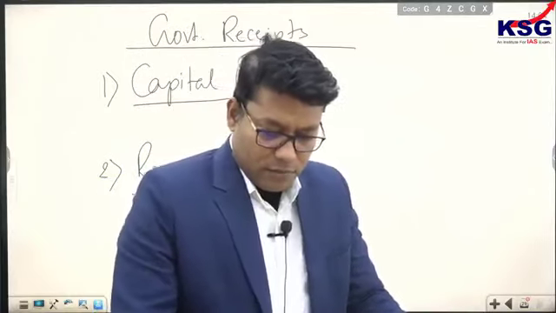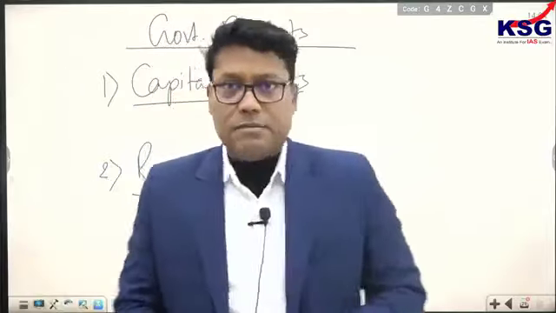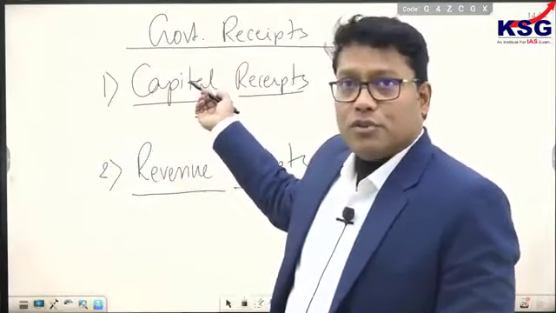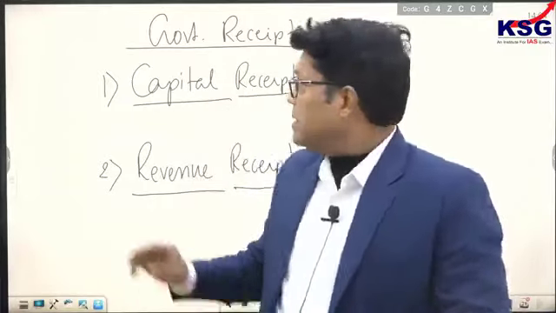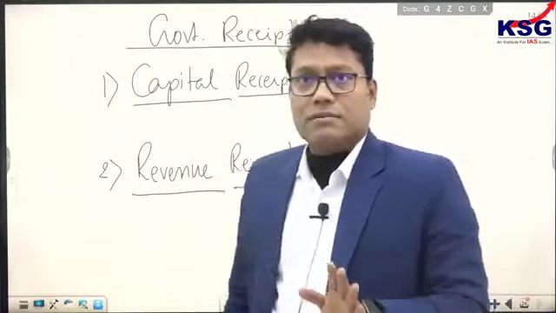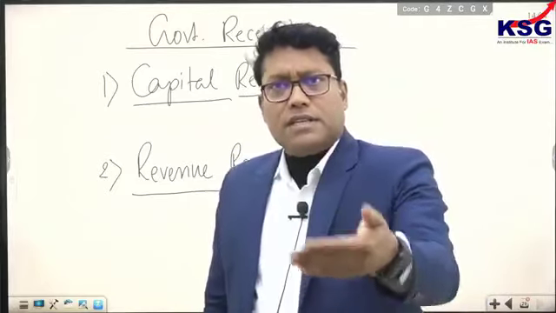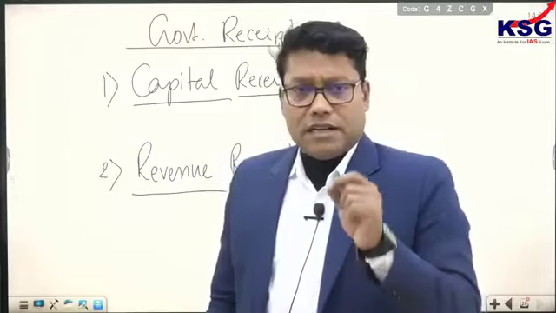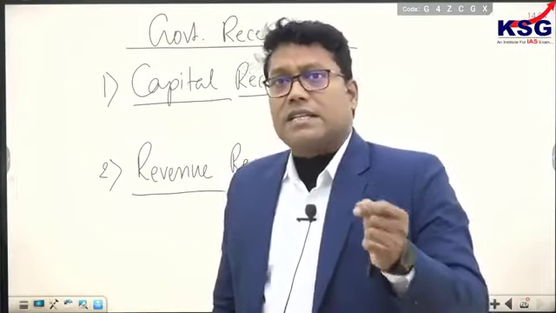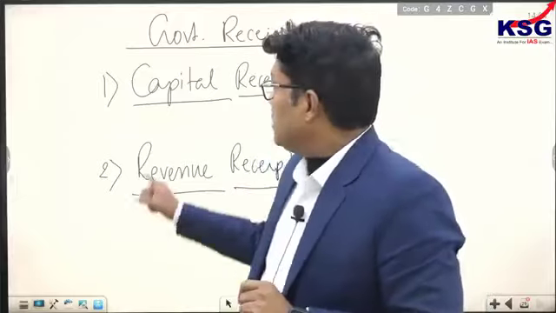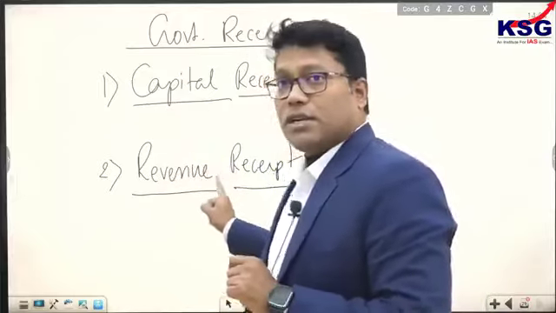Okay, sure. So whatever we are discussing here is capital receipts. Government receipts are divided into two parts: one is capital receipts and another is revenue receipts. Same as expenditure. If the government receives any money and that money is related to assets and liabilities, then that receipt is known as capital receipts. Not related is known as a revenue receipt.